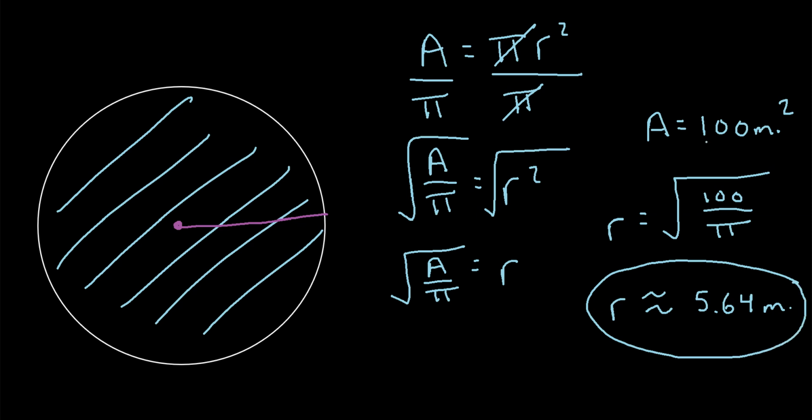So given that the area is 100 meters squared, we simply plug that into this formula that we found for the radius, and we were able to find that the radius must be equal to 5.64 meters.